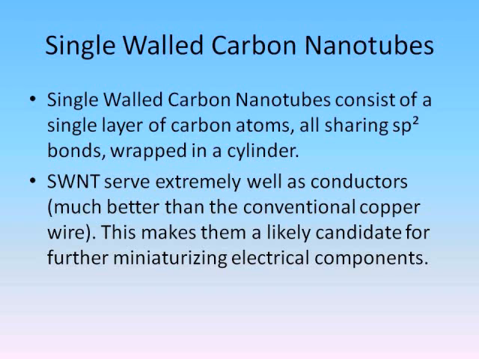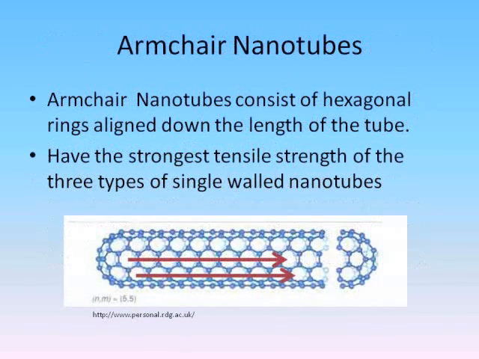Single-walled carbon nanotubes consist of a single layer of carbon atoms, all sharing sp2 bonds, wrapped in a cylinder. These sp2 bonds that the carbon atoms share are even stronger than those that are found in diamond. The single-walled nanotubes serve extremely well as conductors, even better than the conventional copper wire. This makes them a very likely candidate for future miniaturizing of electrical components, like, let's say, laptops or iPods even.